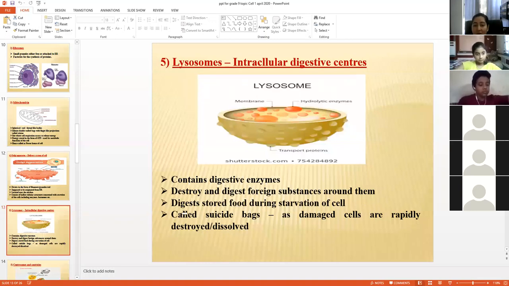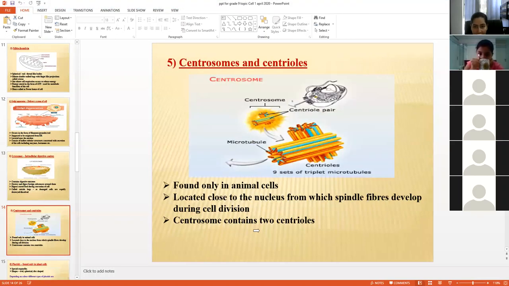They are called suicide bags because the damaged cells are rapidly destroyed or dissolved here. And who is dissolving them? These hydrolytic enzymes, which are present inside a lysosome, are destroying or dissolving the cells. So students, the organelle which is called the suicidal bag is the lysosome. Okay, great.